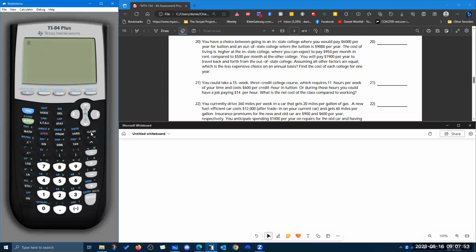So let's go ahead and look at number 21 and consider the net cost of taking a class. You could take a 15-week, 3-credit-hour course, which requires 11 hours per week of your time and costs $600 per credit hour in tuition. Otherwise you could be working those hours and making $14 per hour. What is the net cost of taking the class?